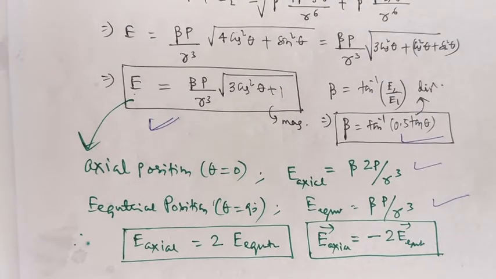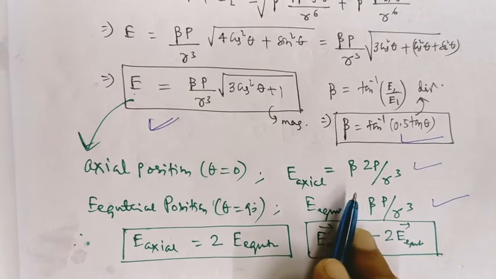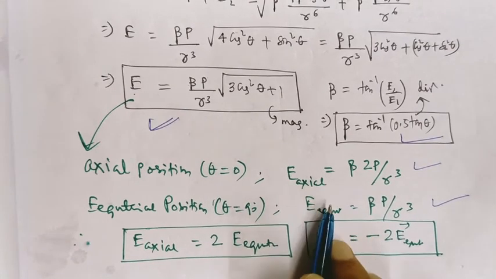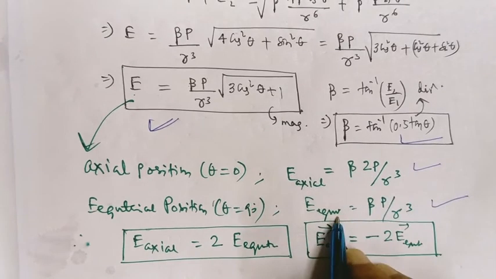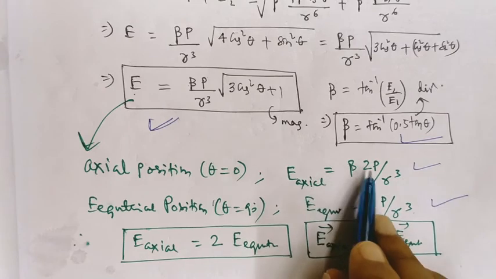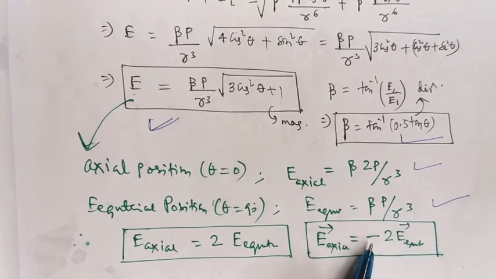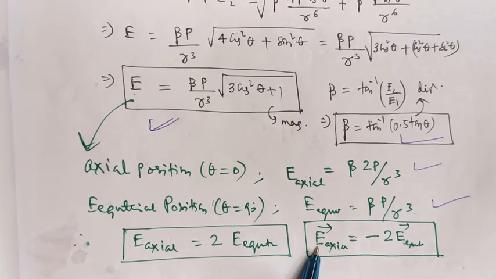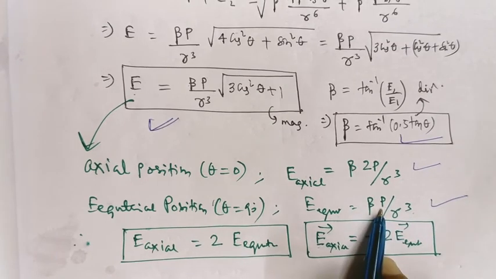And it is very important, we have to compare the result of axial and equatorial. In board exam, many times question comes. Only you say that in axial answer is K 2P by R cube. For equatorial, K P by R cube. That means axial magnitude is 2 times equatorial magnitude. But in vector sense, put minus sign here. Because in this case, direction is along the dipole moment, and equatorial position direction is opposite to dipole moment.